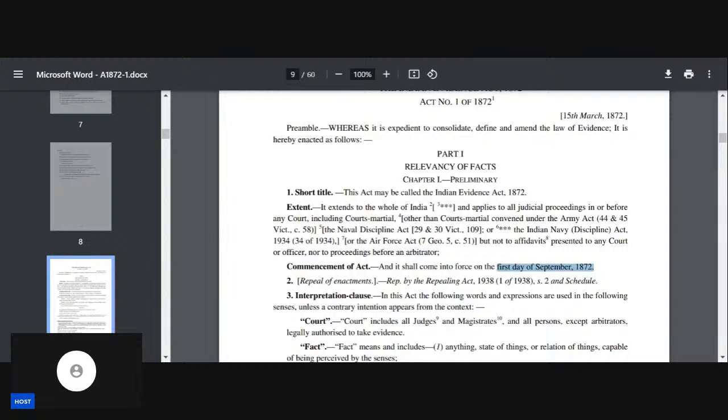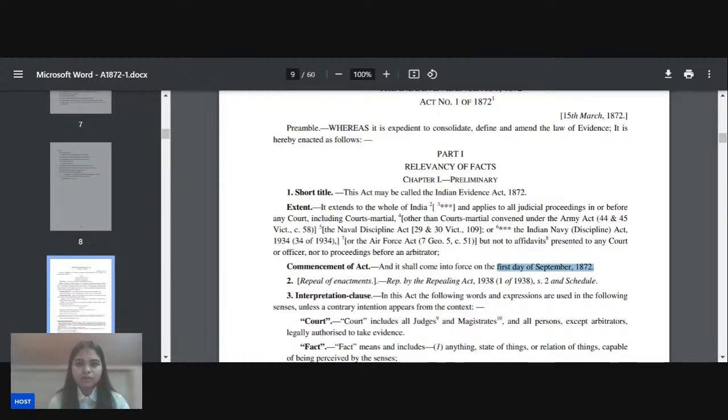And originally, when this act came, it contained 167 sections. It was divided into 11 chapters and one schedule. Now also we have 167 sections, but we don't have the schedule because that is repealed. The schedule was repealed in 1938. So now, if you see the Indian Evidence Act, it has only 167 sections, contained in 11 chapters, and it has three parts, right?